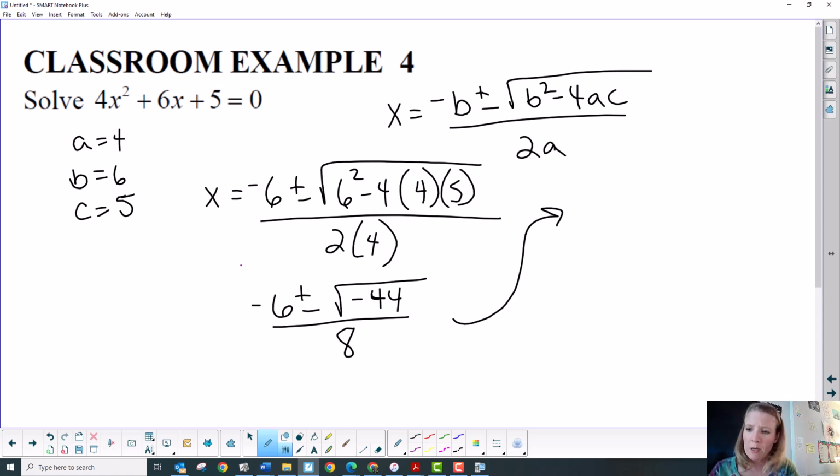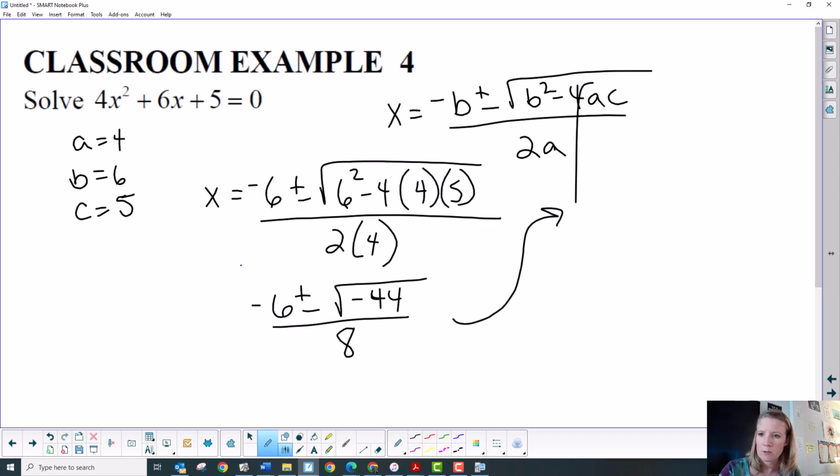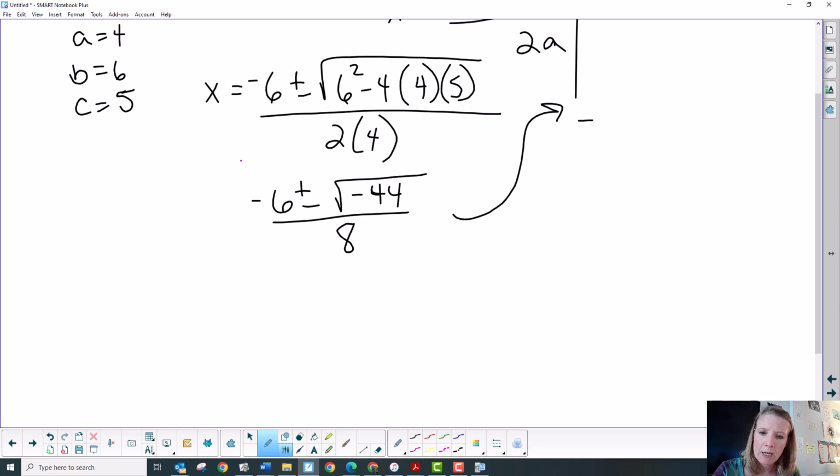So I'm going to go up here. It's negative, so I scream i. So, whoops, what just happened? Hold on. Negative 6 plus or minus i square root of 44 over 8.